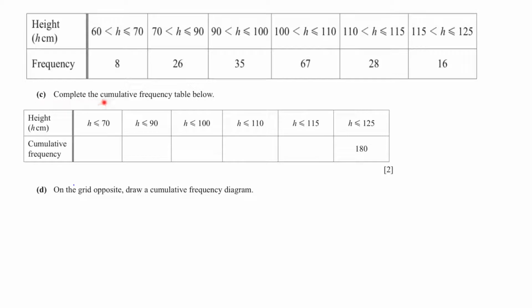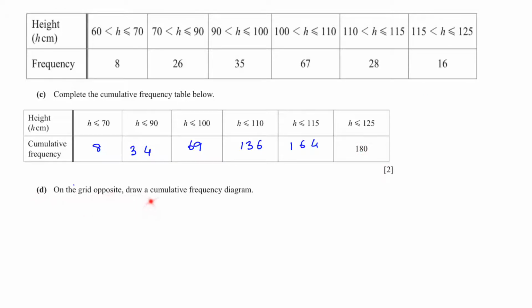Part C. Complete the cumulative frequency table below. So till 60, what is our frequency? 8. For cumulative frequency, we need to add the previous number with the number after. So 8 plus 26 will give us 34. Now you have to add 34 with 35, which is 69. 69 plus 67, 136. 136 plus 28, 164. And 164 plus 16 will give us 180.